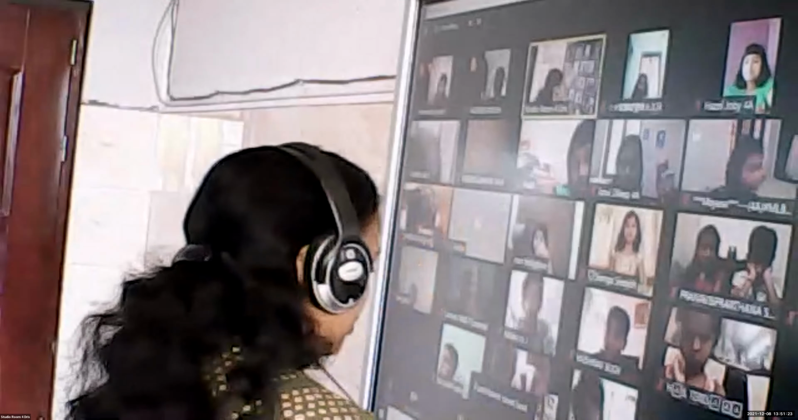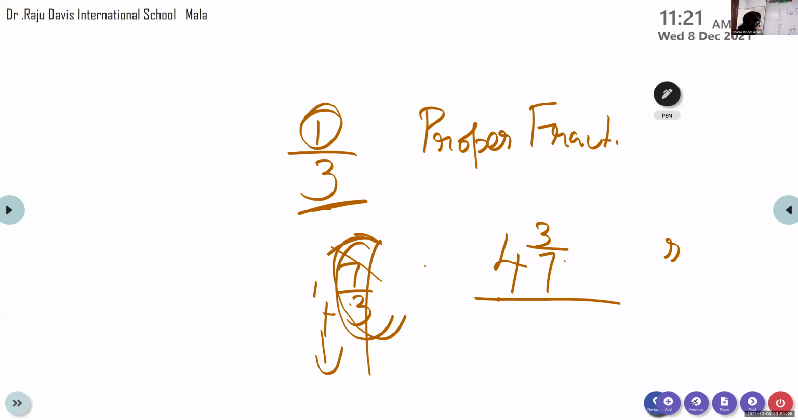No. So now, children, what we are going to do? We are going to convert improper fraction to mixed fraction. Okay, so let me see who has given the improper fraction here. Let me see that example. Here you have given me the... 1 minute, my dear. 1 minute.